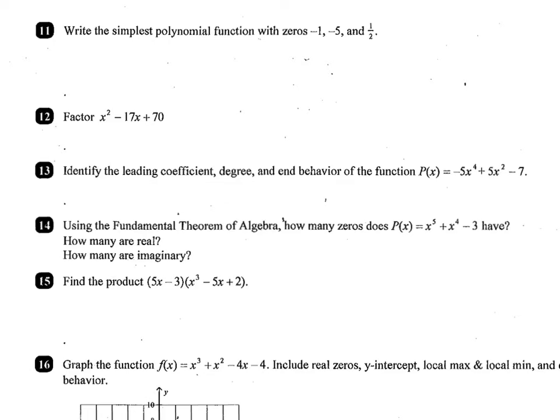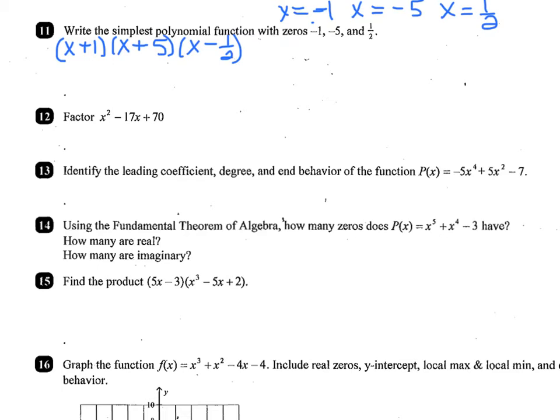All right, let's see if I can fit number 11 right here. They're telling you the zeros are -1, -5, and 1/2, so x equals -1, x equals -5, and x equals 1/2. So we're going to turn each of those into factors by putting them in parentheses. Instead of x equals -1, it will be x plus 1. Instead of x equals -5, it'll be x plus 5. And then the 1/2 will be x minus 1/2.